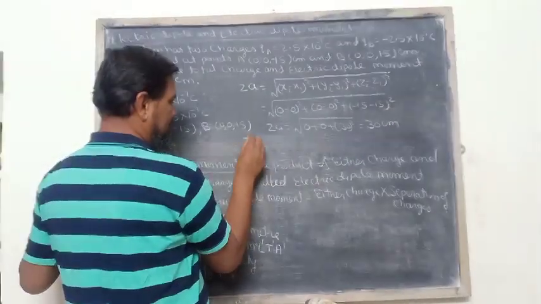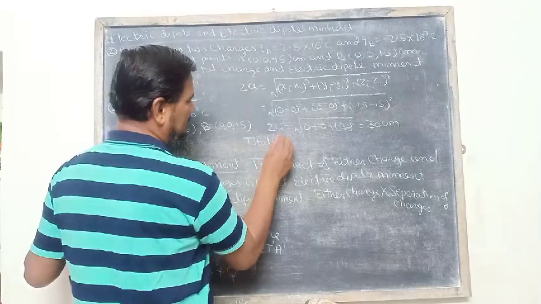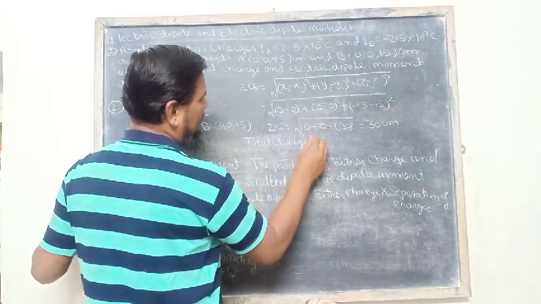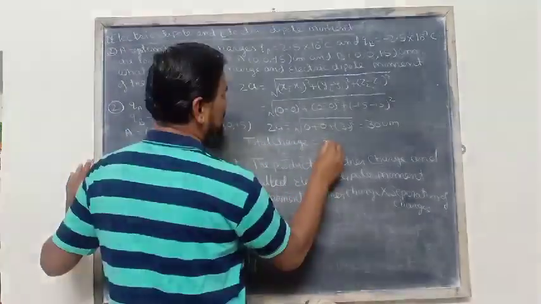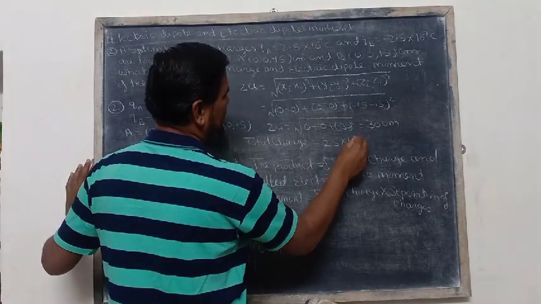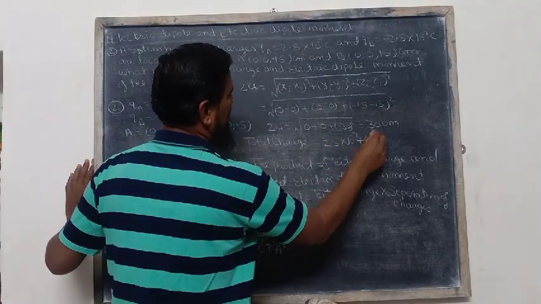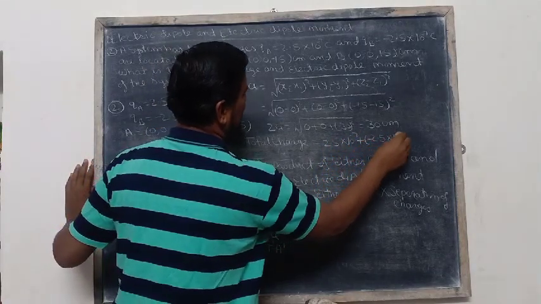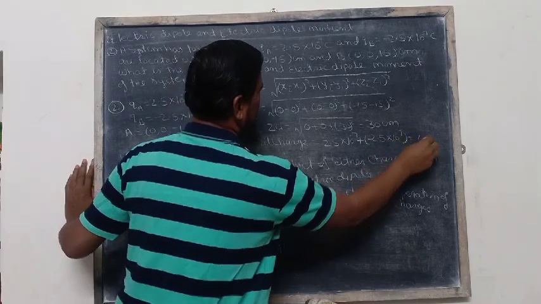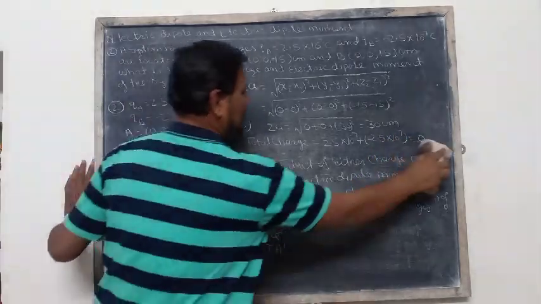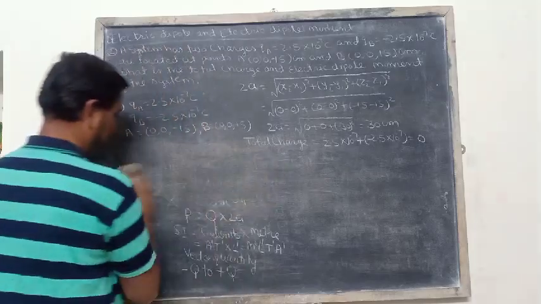Total charge will be 2.5 into 10 to the power minus 7 plus minus 2.5 into 10 to the power minus 7. So the total charge of the dipole will be equal to 0.